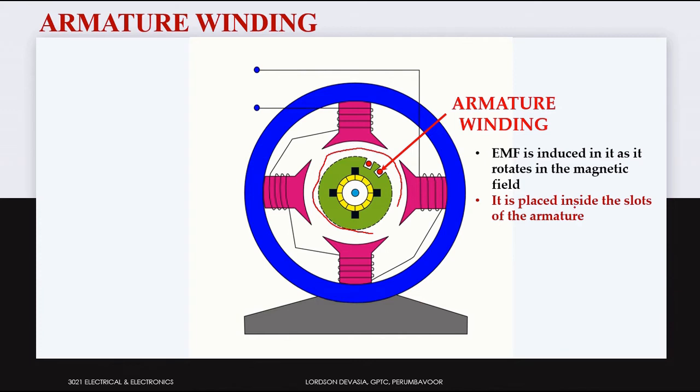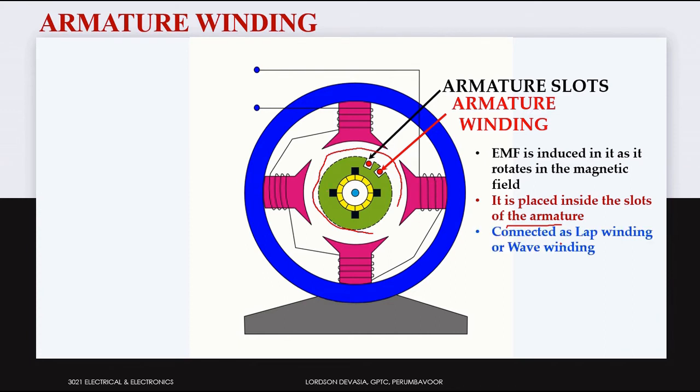And these conductors are placed inside the slots of the armature. ഇതാണ് ആർമേച്ചർ സ്ലോട്ട്സ്. ആർമേച്ചർ സ്ലോട്ട്സിലാണ് ഈ ആർമേച്ചർ കണ്ടക്ടേഴ്സ് പ്ലേസ് ചെയ്തിരിക്കുക. ആൻഡ് ദാറ്റ് ഈസ് കണക്റ്റഡ് ആസ് ലാപ്പ് വൈൻഡിങ് ഓർ വേവ് വൈൻഡിങ്. നമ്മൾ പ്രീവിയസ് സ്ലൈഡിൽ EMF ഇക്വേഷനിൽ പറഞ്ഞിരുന്നു. And the armature winding can be connected in two ways. One is known as lap winding and other one is known as wave winding.